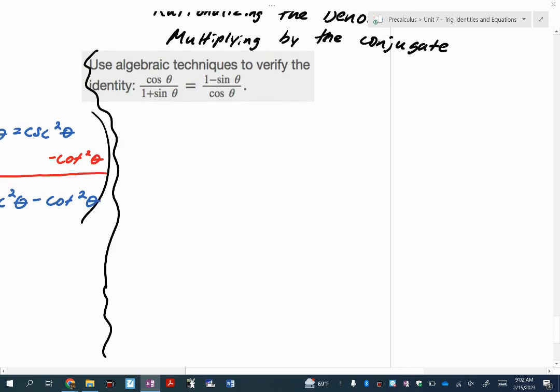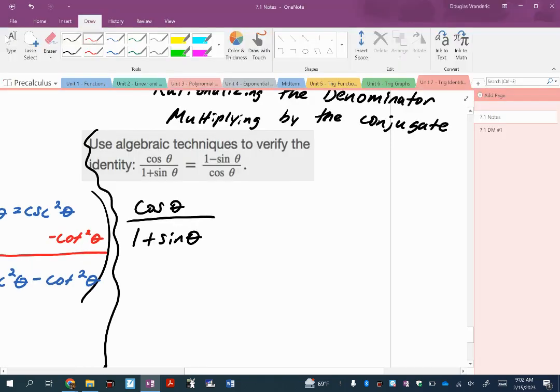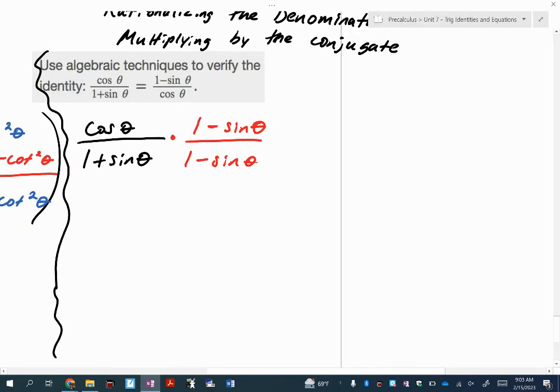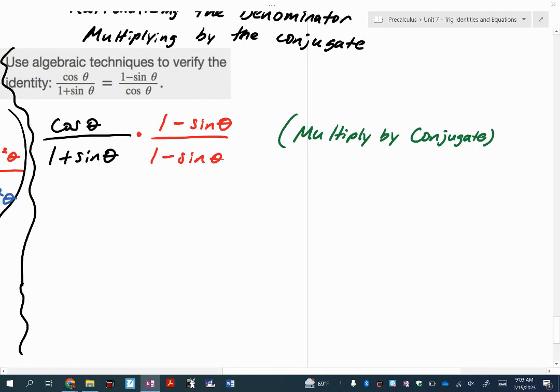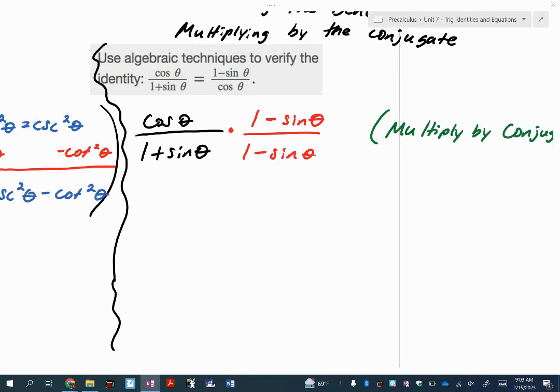So I'm going to choose the left side. What I'm going to do is multiply the left side times 1 minus sine of theta over 1 minus sine of theta. I'll write it to the side here. My brain is thinking multiply by the conjugate. So you'll notice I just copied it down, but I made the sign in the middle the opposite.